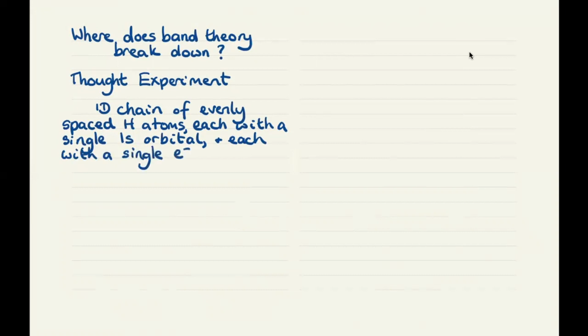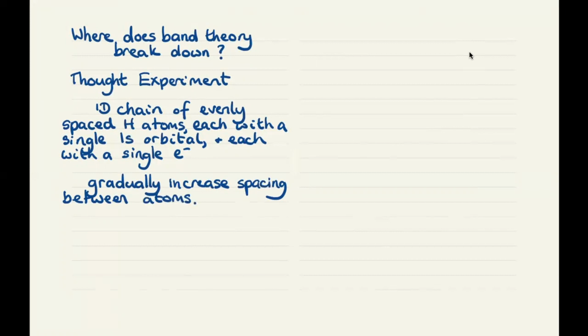So this is the example that we chose when we first looked at building band structures in our linear combination of atomic orbitals theory. It's the simplest possible example for understanding how energy bands form in solids. And what we're going to do is gradually increase the spacing between the atoms. And we want to see what happens in our simple band theory picture when we do that.